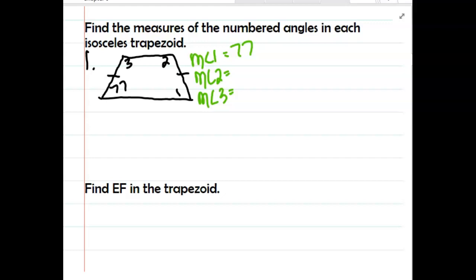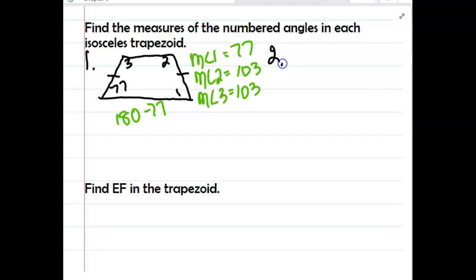Would there be maybe a shorter way? They're same side interior angles. Remember, these are parallel lines, right? And if they're parallel lines cut by a transversal, these are same side interior angles. What do you know about same side interior angles? They're supplementary. So really all you need to do is take 180 minus 77, and you get 103 for both of those. So those parallel lines are going to come in really, really handy today.